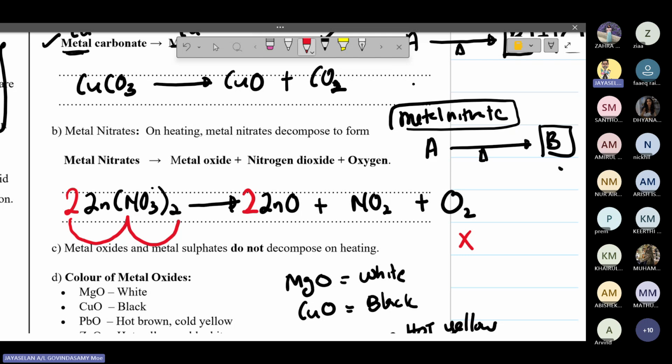Total berapa? 4. So nitrogen put 4. That's all. You need to do this only. The oxygen, it is abundant element. Dia tak join dengan siapa-siapa kan. So jangan balance. It balance itself.